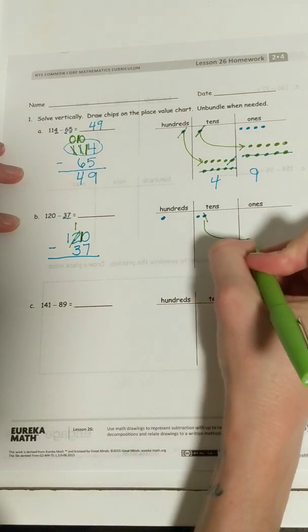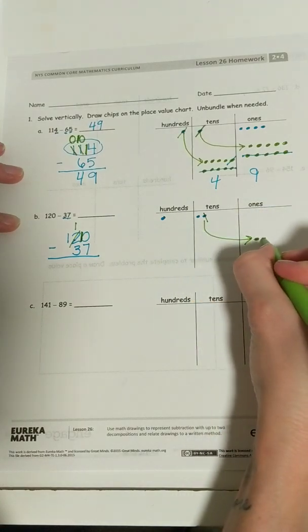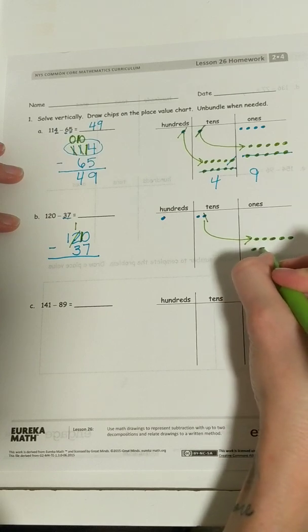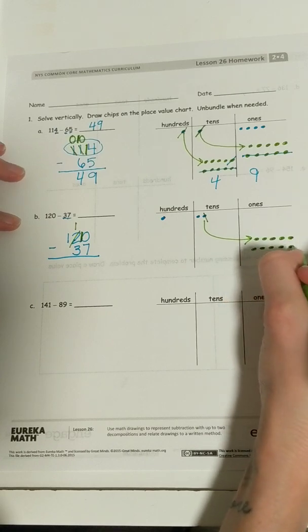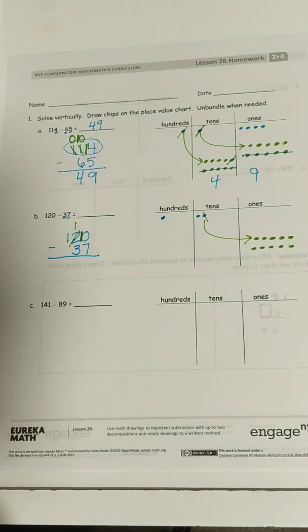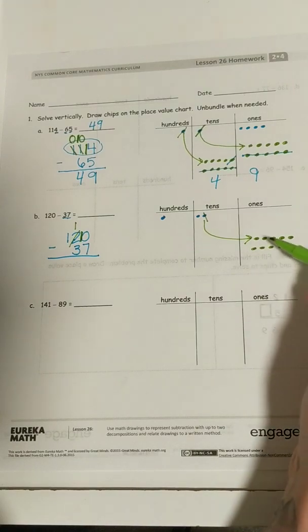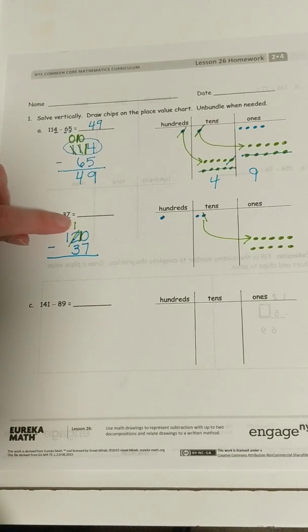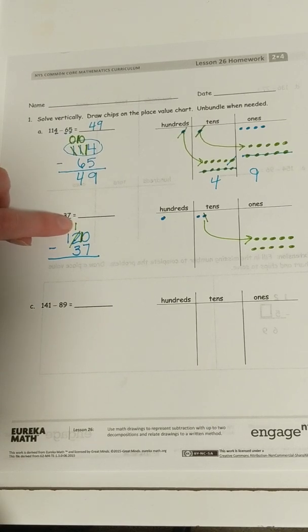Same thing I do here. I didn't have enough ones to take away 7. So I need to unbundle one of my tens. It becomes 10 ones. Excellent. Okay, so now can I cross out 7 ones? Oh, yes, I can, definitely, but I'm not going to subtract yet until I've made sure I have enough in every single place.